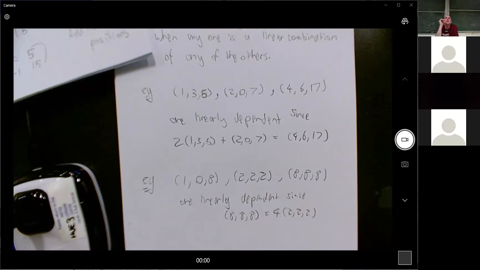I'm going to get there. I just wanted to point out that you can do this. Like, this is a thing you can do. And this will always be true if they are linearly dependent. If they're linearly dependent, it will be possible to write one of them as a linear combination of the others. Not that you care about how to do it, but it is possible.